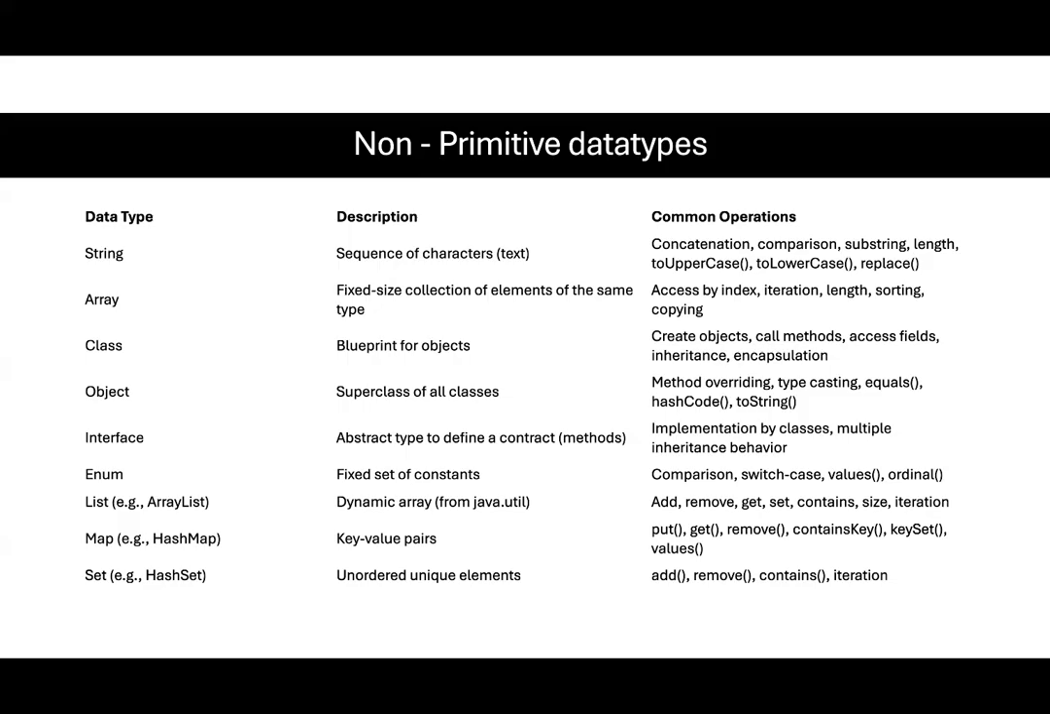Then we have a set, hash set. This is one of the important collections in Java. It's an unordered collection of unique elements. In a test or an interview, if a program says there are repeated numbers or repeated elements in a string or an array, and you want to remove the repeated elements, then we have to use hash set. The operations we perform are add, remove, contains, and iteration.